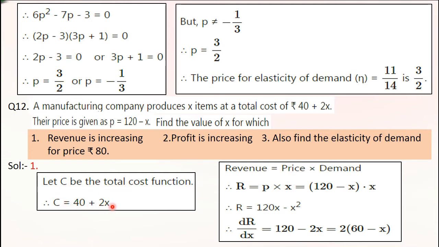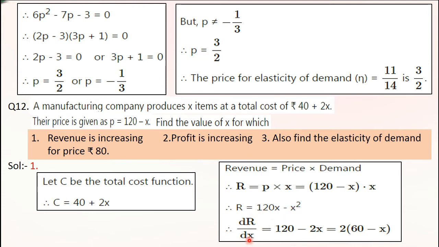Now revenue is price into demand. Here the price is given as 120 minus x and demand is for x items, so demand is taken as x. So P into x, that is (120 minus x) into x. Expanding the bracket we get 120x minus x square. That is, dR upon dx is equal to.